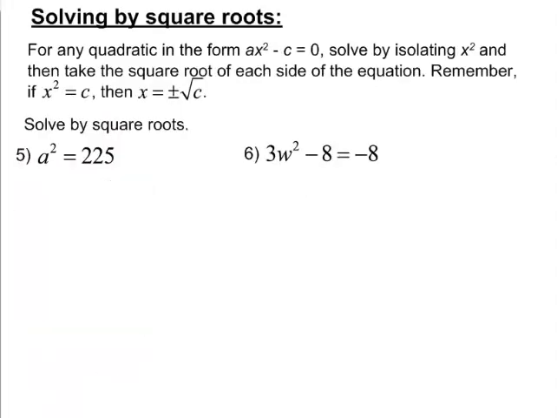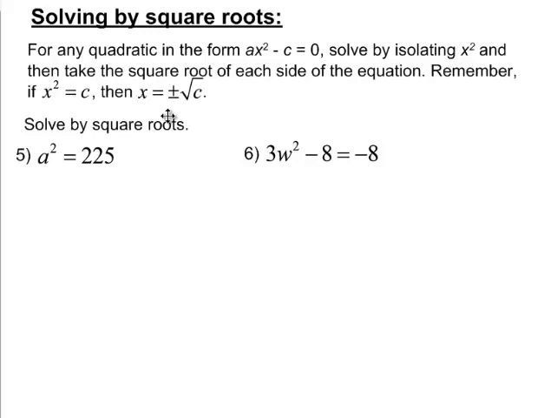Alright, next thing that we need to be able to do is solve by using square roots. Now, square root just says for any quadratic in the form ax squared minus c equals 0, solve by isolating x squared and then take the square root of each side of the equation. Remember, if x squared equals c, then x equals plus or minus the square root of c. If you do not use that plus or minus, you are wrong. You have to use plus or minus. Square root always has two solutions, a positive solution and a negative solution.